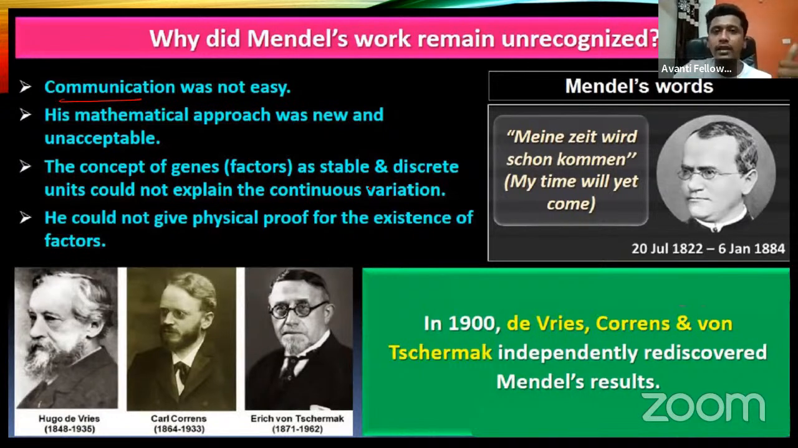Why? Because one thing, they cannot see the factors. Second, there was no proof for the genes during that time, and there was no microscopy, and people did not understand what is meiosis or what is what. So they did not agree at all.